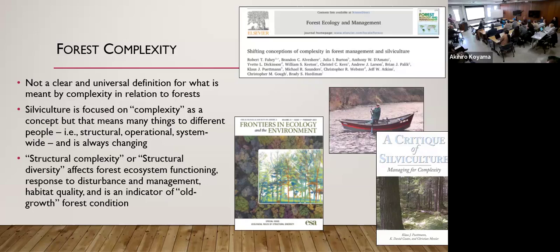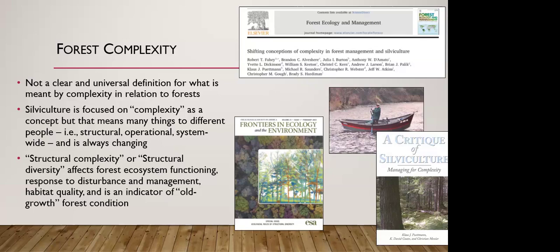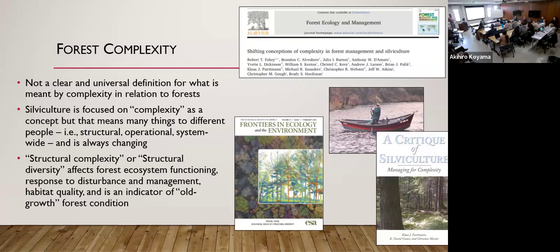What I'm going to talk about today, though, is mostly focused more from an ecological perspective on structural complexity or structural diversity in forests and how we can understand that complexity and manage for it. We had a special issue in Frontiers in Ecology and the Environment focused on this idea of structural diversity in forests that I helped to organize. And I'll talk about this at length, but structural complexity is an indicator of lots of different aspects of forests that we might try to manage for: biodiversity, old growth condition, all these sorts of things.